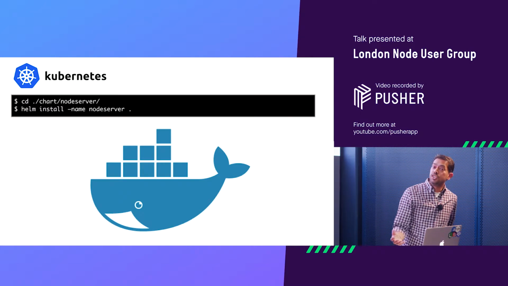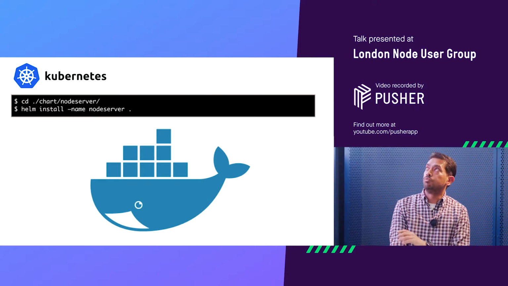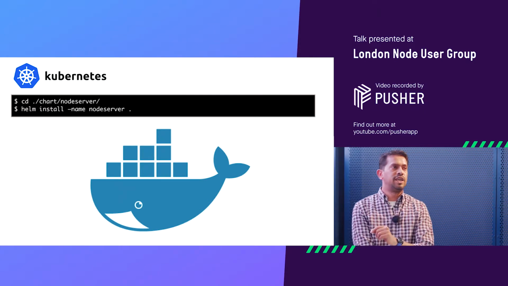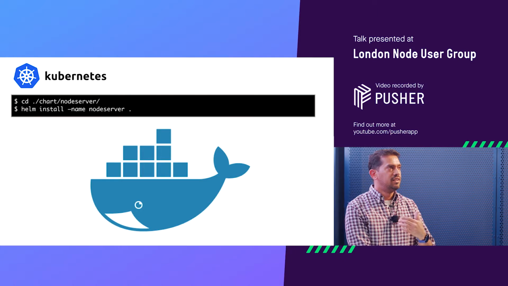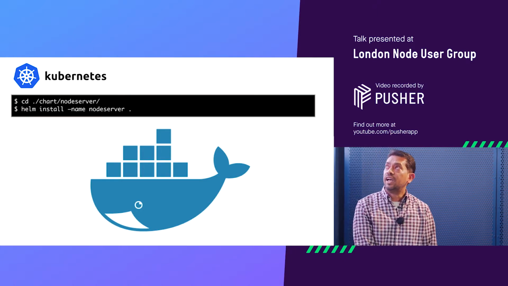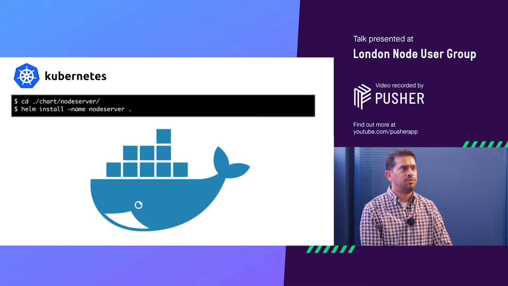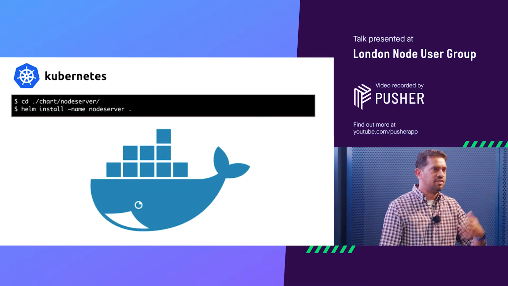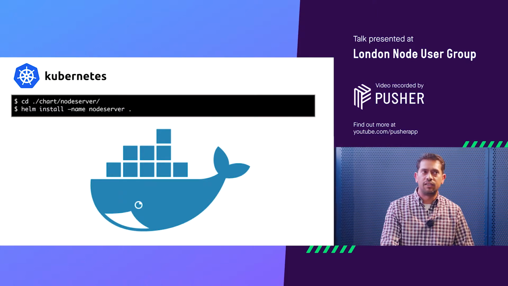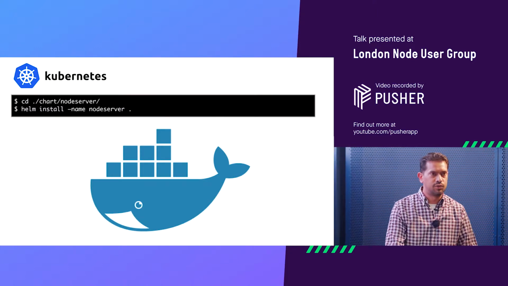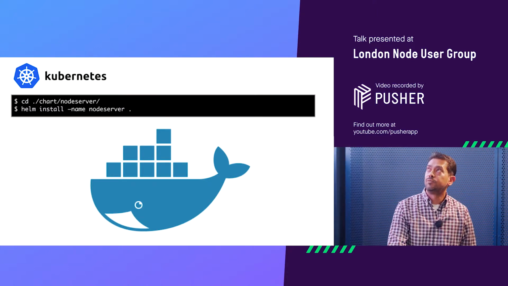In terms of how we use the assets that we've got, if you go into the chart node server directory and do helm install and give it a name, node server is the name of the application in this instance, and point it to the current directory where the chart.yaml and the values.yaml were, then that's all you need to do. I made an assumption here that you've got a Kubernetes environment running on your laptop or whichever environment you're pointing it to. But that's pretty standard. You can do it with Docker on a Mac or anything like that.